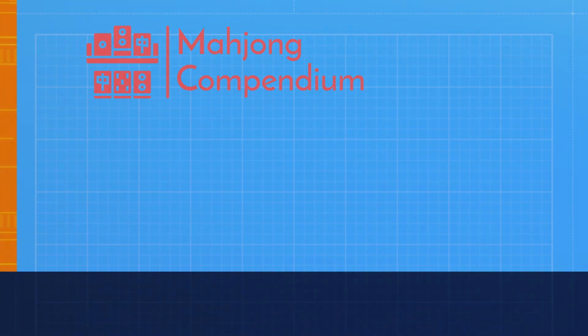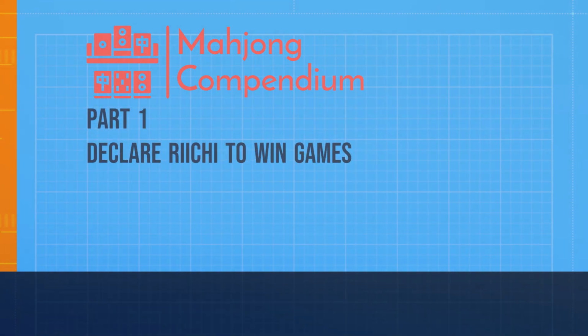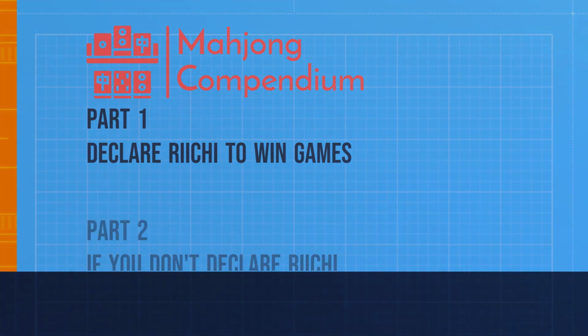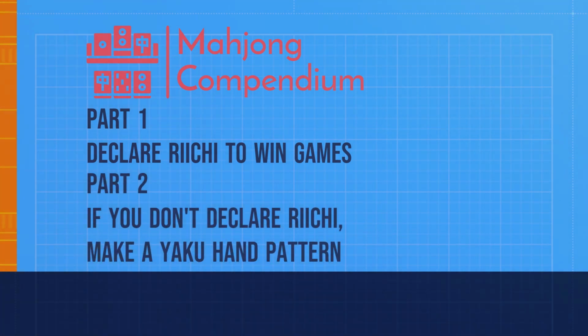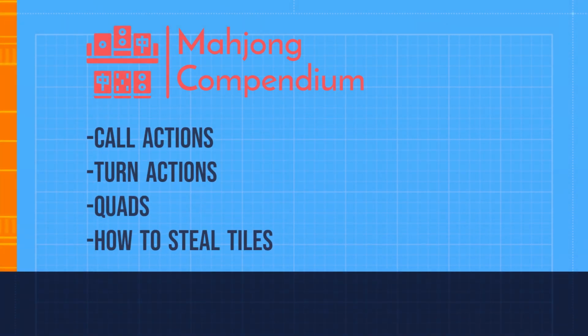In our first video, we taught you how to win games by building a hand and declaring Riichi. In the second video, we went over the concept of Yaku hand patterns and how to score a game. In this video, we will go over the concept of call actions, turn actions, quads, and how to steal your opponent's tile outside of Ron.